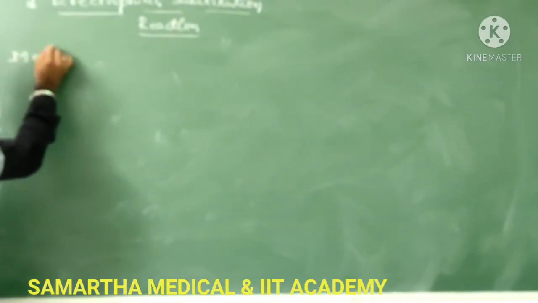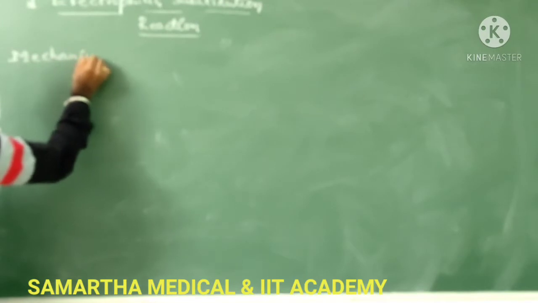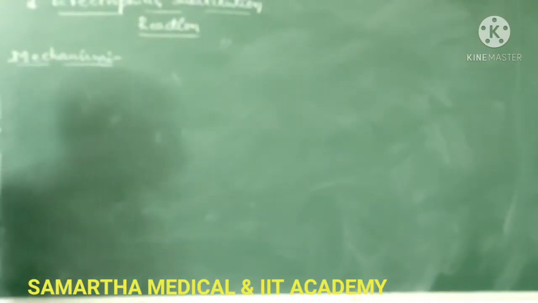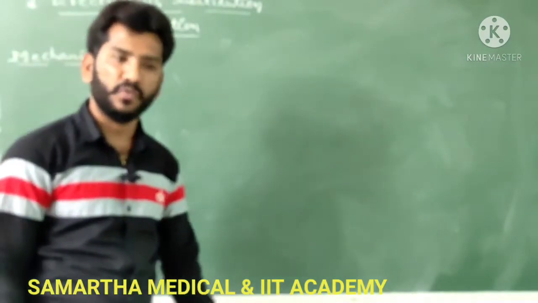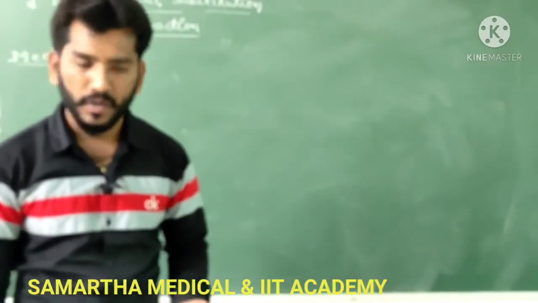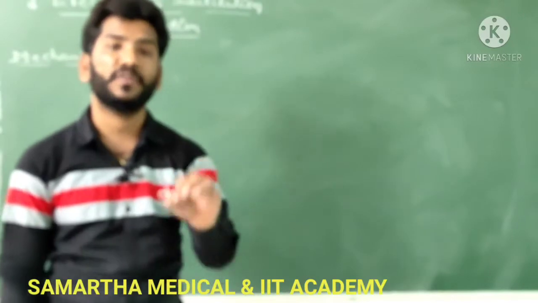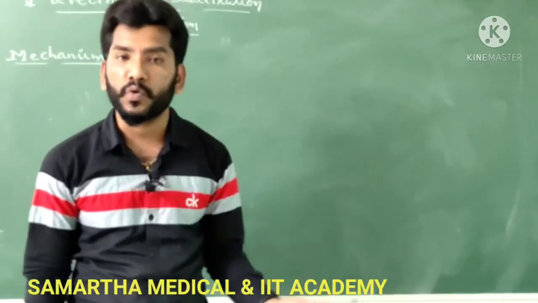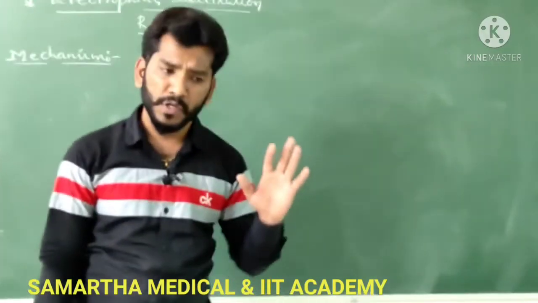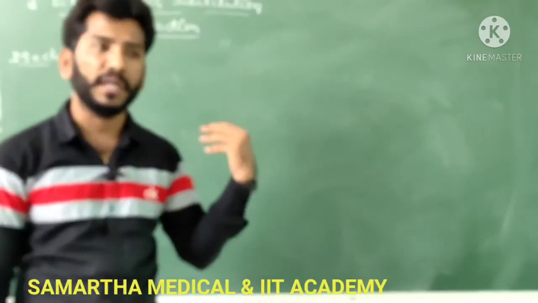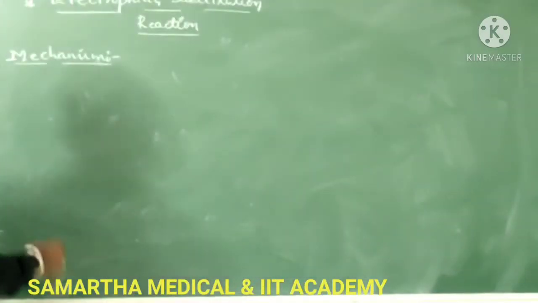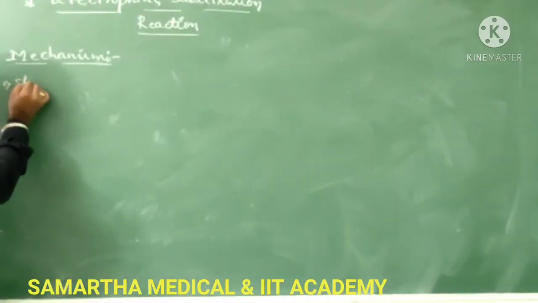Mechanism. So obviously in the case of electrophilic substitution reaction, we follow three particular steps. One is formation of the electrophile, the second is formation of the intermediate carbocation, and the third is removal of a proton from that intermediate carbocation. So these three major steps are involved in getting our actual product. So let's go with step one.